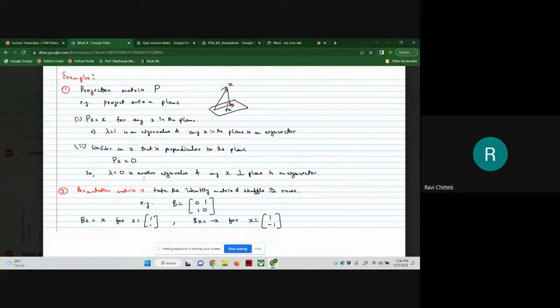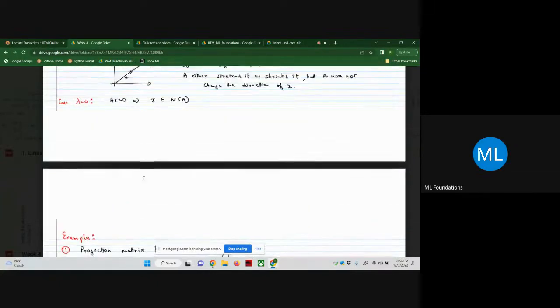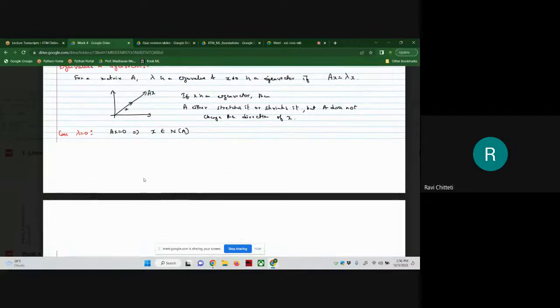Okay. Can you repeat the last part again? Or else, in other parts, if it's not an eigenvector, it will not be parallel to the other. Sorry, that part when you. Okay.